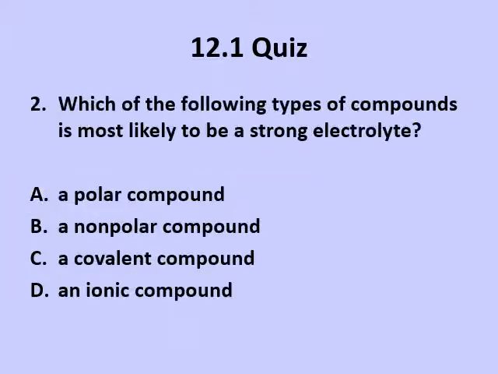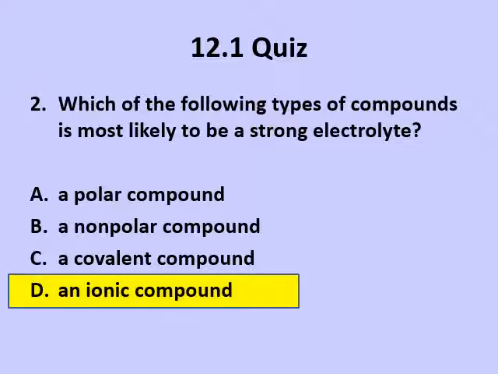Soluble is a term that we use to describe whether or not things are able to be dissolved in one another. Which of the following types of compounds is most likely to be a strong electrolyte? Remember, when we're talking about strong electrolytes, what do we want to think about? An ionic compound. We want that complete dissociation because it allows us to have free-floating ions, which allows for electric current to pass through the solution.